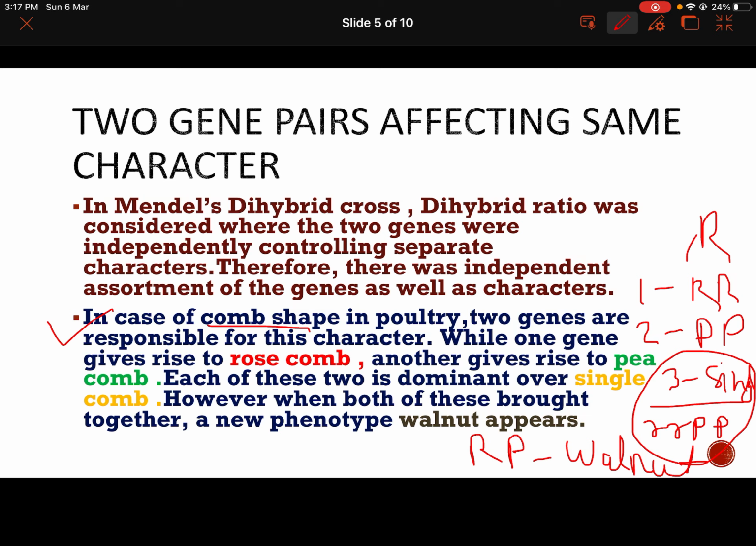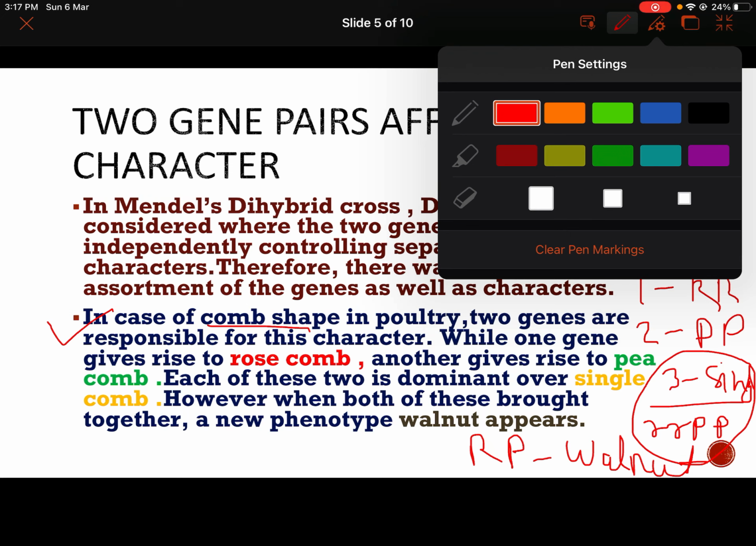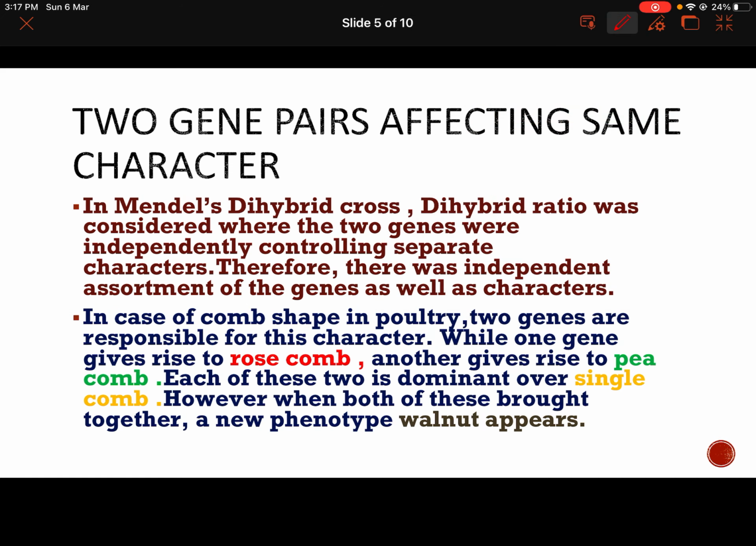When both dominant are present, the comb shape will be walnut. Only R is present, the comb shape will be rose. Only dominant P is present, the comb shape will be pea comb. And when both dominant are absent, the comb shape will be single. So this is the example of interaction of genes in comb shape in poultry.